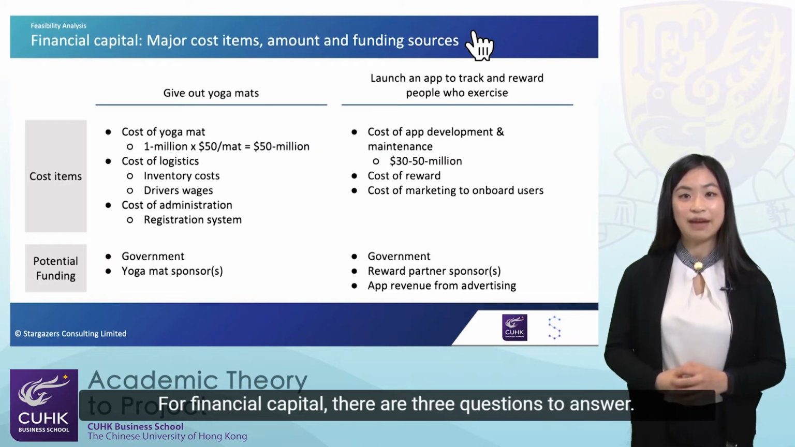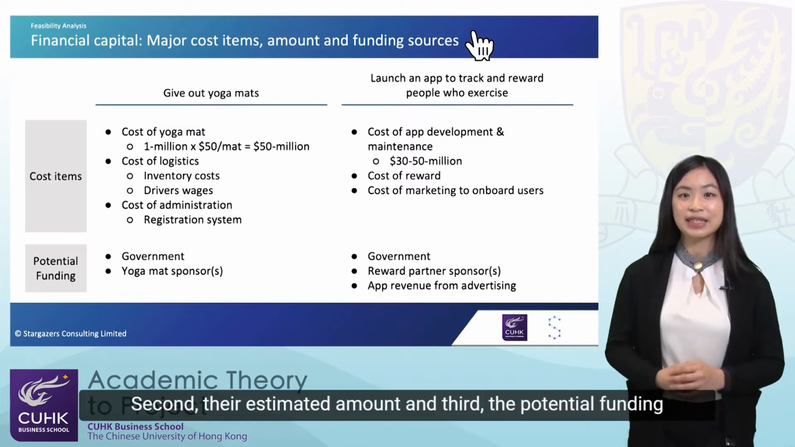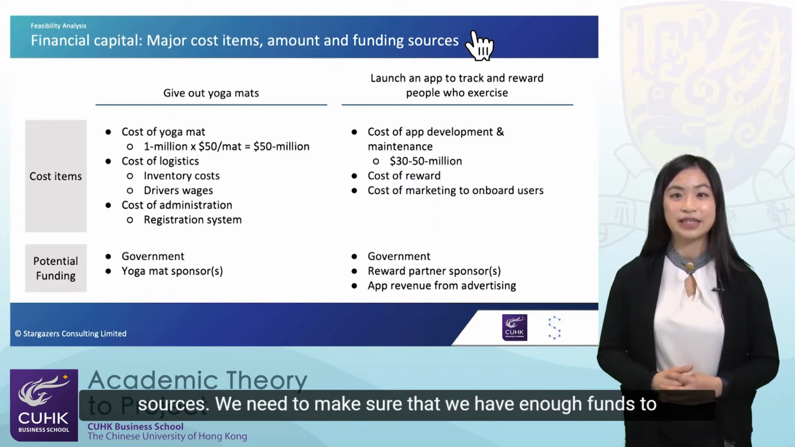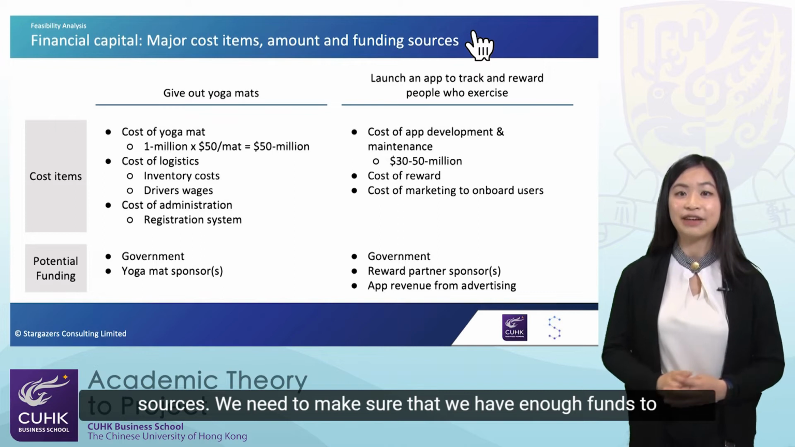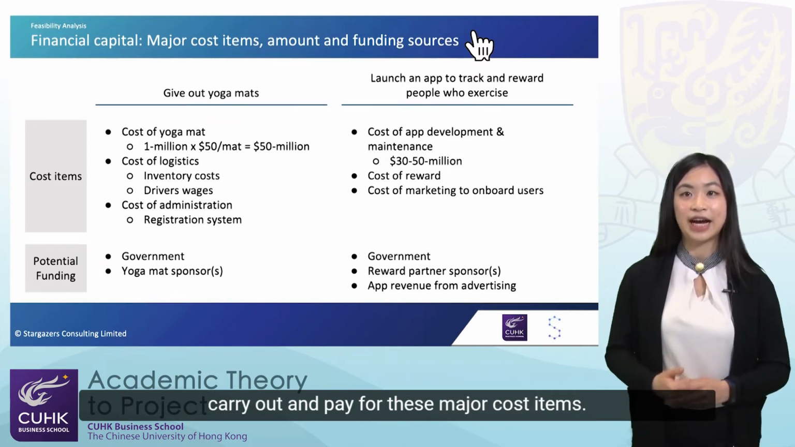For financial capital, there are three questions to answer. First, what are the major cost items? Second, their estimated amount. And third, the potential funding sources. We need to make sure that we have enough funds to carry out and pay for these major cost items.